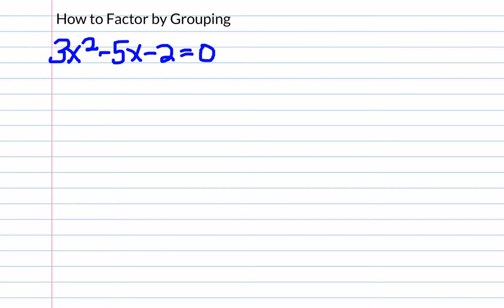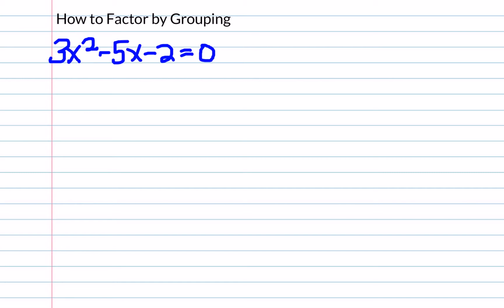Today we're going to review how to factor by grouping since we need it in some of our geometry problems. Let's take this problem here, for example, 3x squared minus 5x minus 2 equals 0. The problem with this trinomial is that the coefficient of x squared is something other than 1.